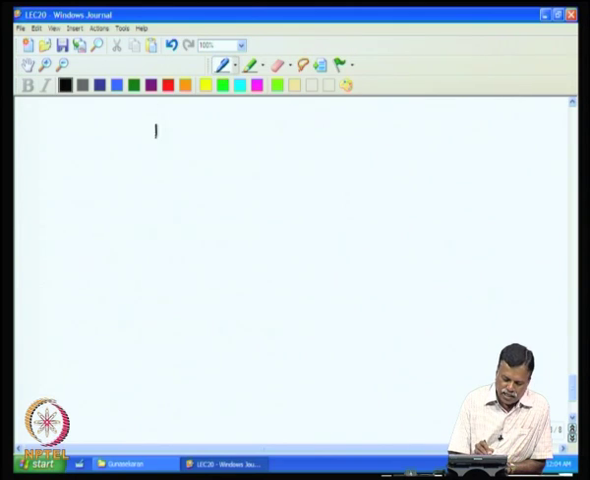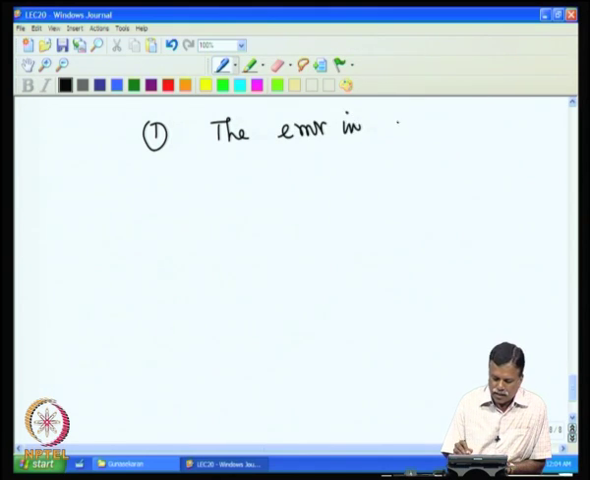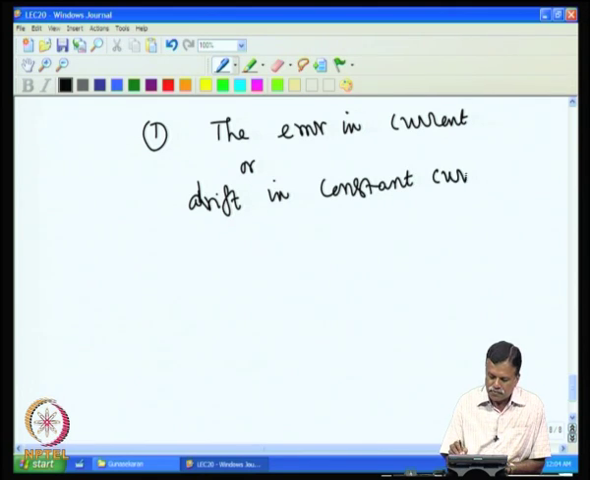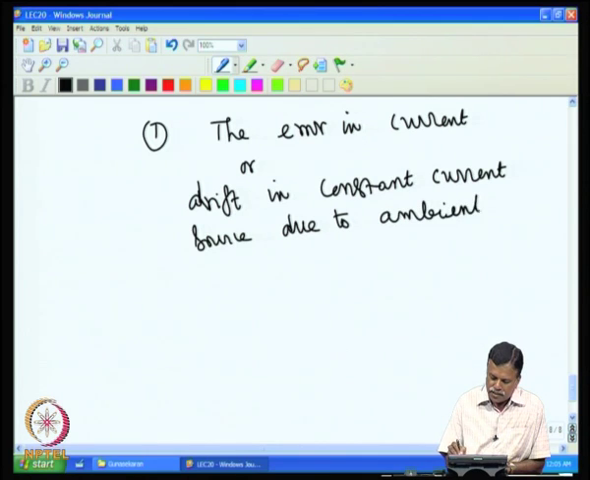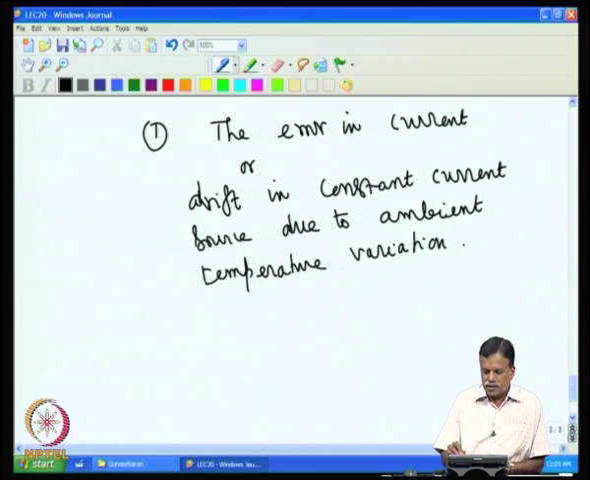So, the net result is that the error in current, or drift in the constant current source, due to ambient temperature variation, makes the measurement less accurate.